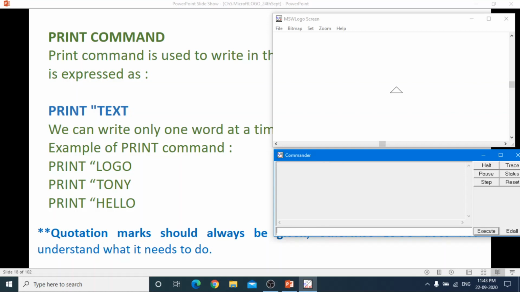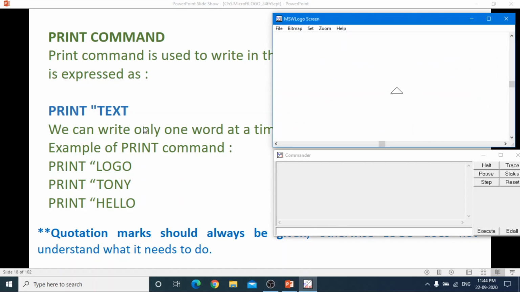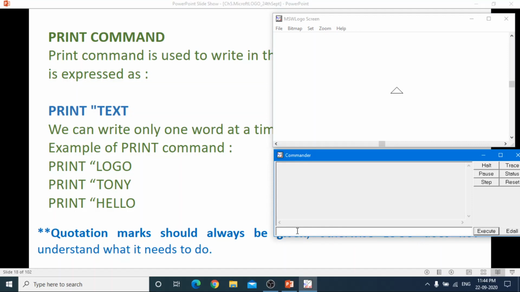Now come to the print command. Print command is used to write in the text area of the screen. If you want to write anything in this text area, then the print command is used. The simple syntax is you have to write print and then double quotes. This is at the upper portion of the single quotes key. There is a key on your keyboard just before the enter key, on which below there is a single quote, and at the upper part the double quote is there. So you have to type the double quotes.